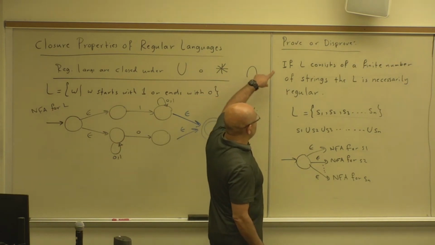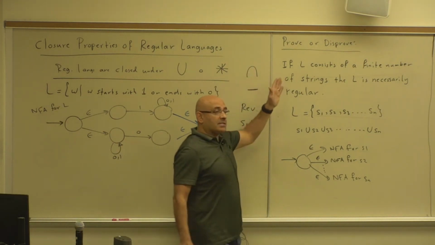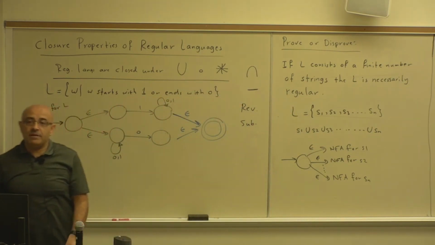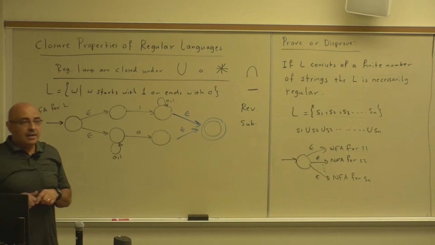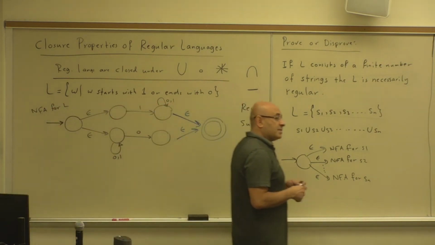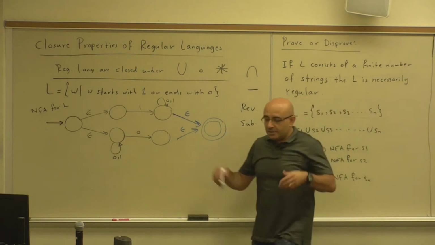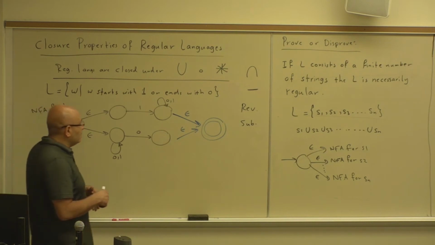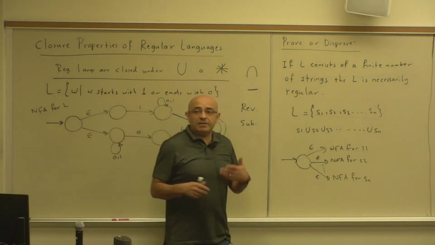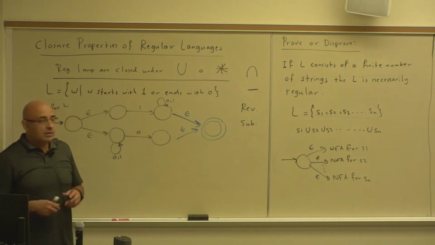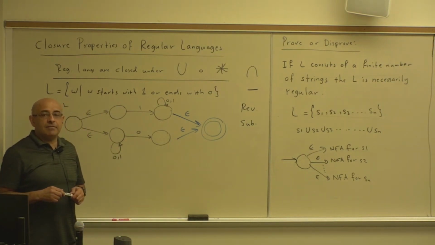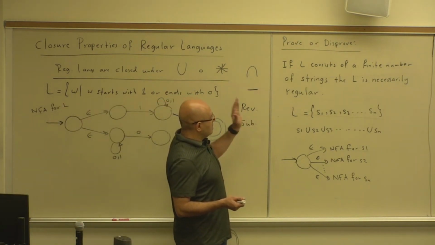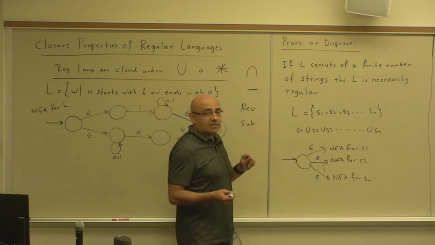There's a huge difference between saying that a language that consists of a finite number of strings is regular and saying that every regular language must consist of a finite number of strings. If every regular language had to be finite, then regular languages would be trivial, very limited, and wouldn't be as interesting. No, there are regular languages that have an infinite number of strings. We just said that every language that consists of a finite number of strings is necessarily regular.